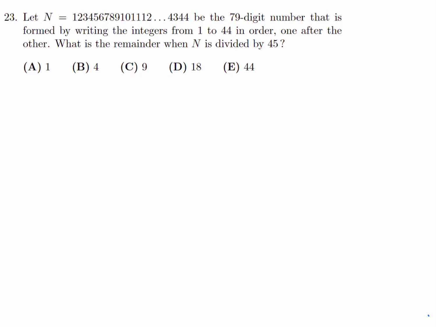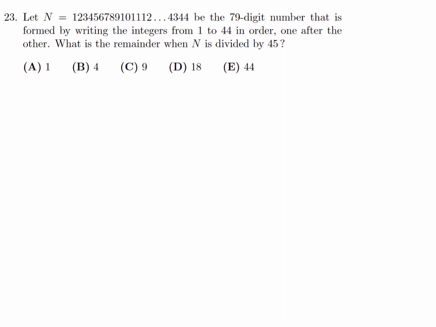Let n be the 79-digit number that is formed by writing the integers from 1 to 44 in order, one after the other. What is the remainder when n is divided by 45? This number, as you can see, is 1, 2, 3, 4, 5, 6, 7, 8, 9, then 10, then 11, then 12, and then so on, 13, 14, 15, all the way up until 43, 44, just in case you're wondering what that number is.